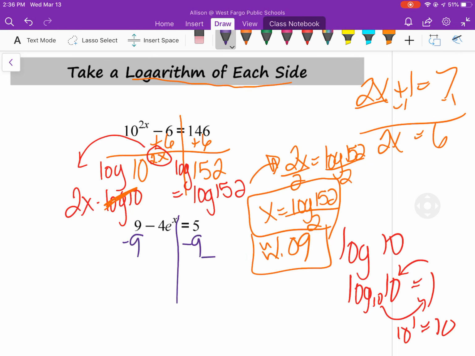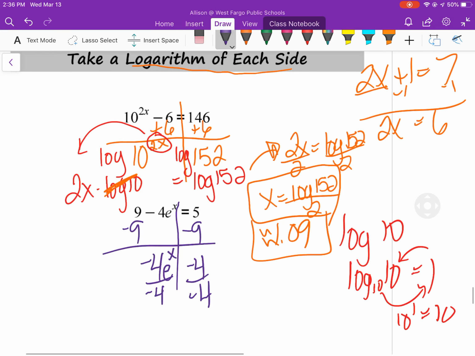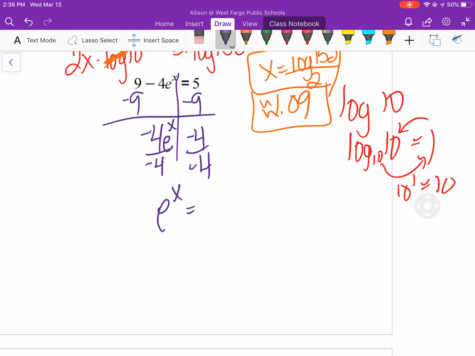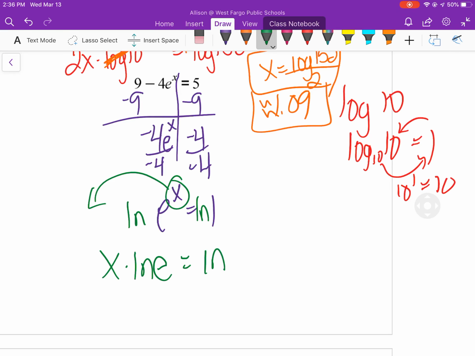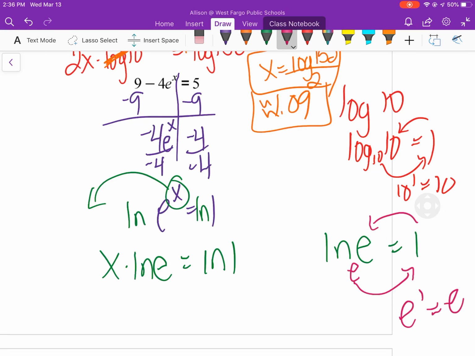Starting here, I'm going to subtract 9. I'm going to isolate that variable. Negative 4 e to the x equals negative 4. Divide by negative 4 on both sides. Get e to the x equals 1. Then remember that ln goes with e, so I actually need the natural log of both sides here. And then the exponent comes out front, so we get x times the natural log of e equals the natural log of 1. Then the natural log of e always equals 1 because it's ln base e, and e to the first equals e. So anytime the base is the same as what you're evaluating, it equals 1.